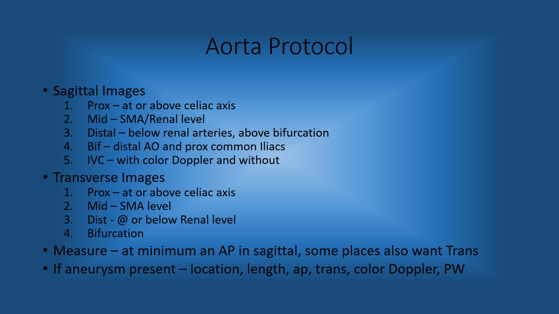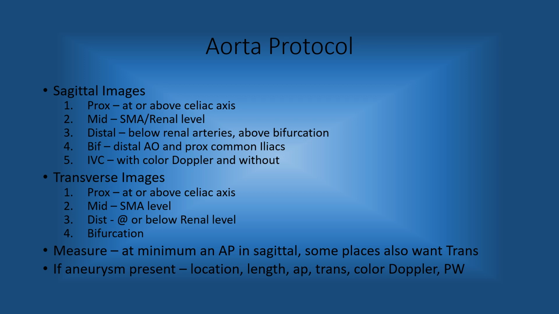In transverse, we're going to start again at the top, proximal at or above the celiac axis. The mid is going to be at that level of the SMA again. And distal, you want to be at or below the renal levels. Again, here what I do is come all the way down to the bifurcation and then just slide back up a little bit and get a diameter there, because that's where typically you're going to see an aneurysm. We're going to talk about aneurysms in another video. And then you want a picture of the bifurcation.